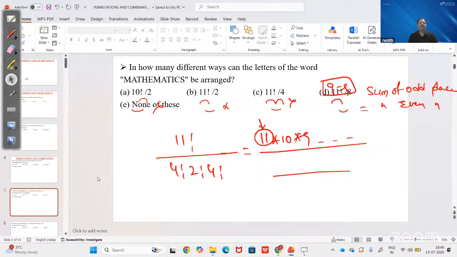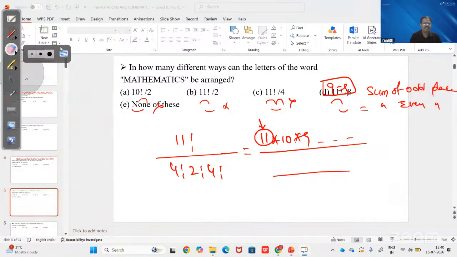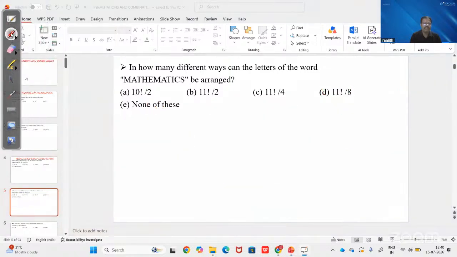In how many different ways can the letters of the word MATHEMATICS be arranged? In MATHEMATICS, how many letters do we have? In total, 11 letters: 1, 2, 3, 4, 5, 6, 7, 8, 9, 10, 11. 11 letters can be arranged in 11 factorial.